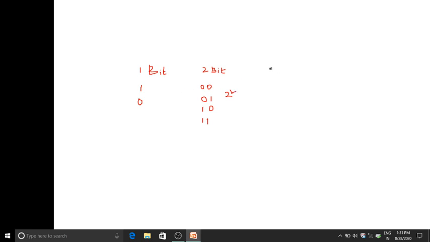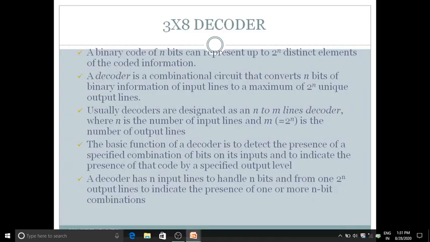And in the same way, if we have n bit coded information, then they represent 2 power n distinct elements. That is, a binary code of n bits can represent up to 2 power n distinct elements of the coded information.